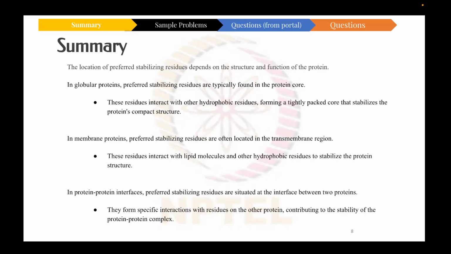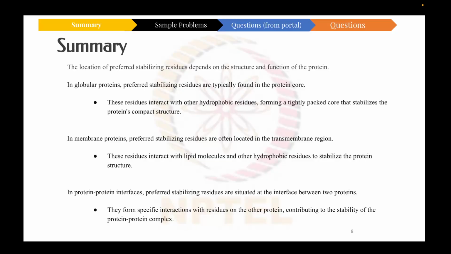So in protein-protein interfaces, preferred stabilizing residues are often located in the interface between two proteins and form specific interactions with the residues on the other protein. These residues are typically surface exposed and can be either hydrophobic or polar depending upon the nature of the interface. The identification of the preferred stabilizing residues is important for understanding the structure and function of a protein and for designing stable and functional proteins.